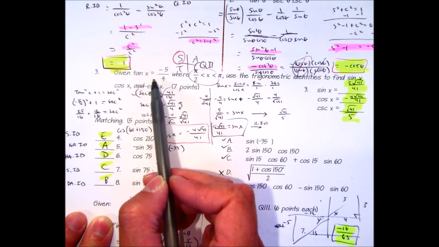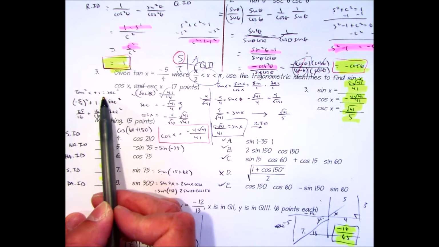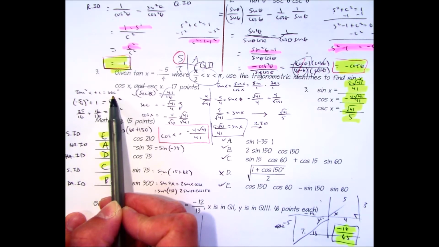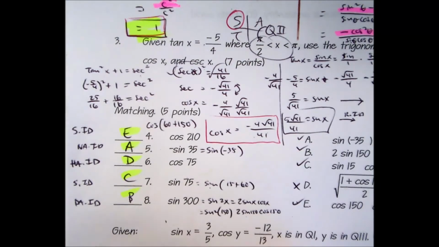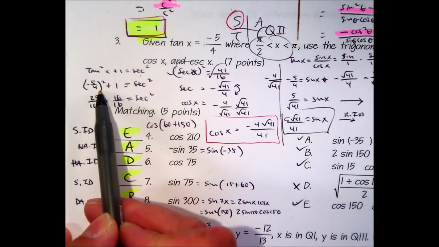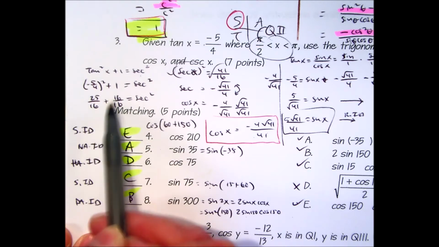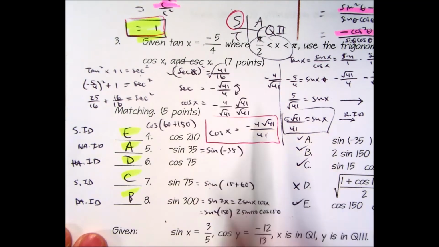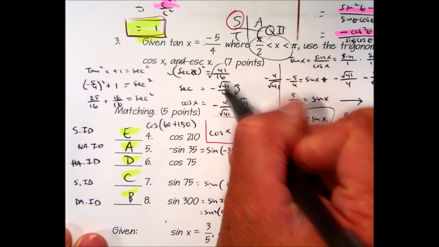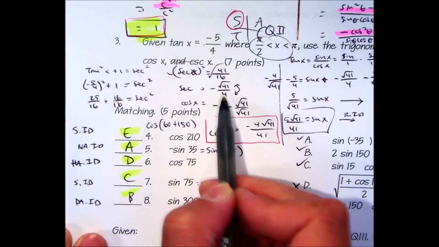But I recognize that my identity that I have is tangent squared x plus 1 equals secant squared x. This is my Pythagorean identity. Once I find secant, then I can find cosine. Substitute in negative 5/4, square it, you get 25 over 16. 1 becomes 16 over 16. Add the numerators, you get 41 over 16. Take the square root of both sides. I get square root of 41 over 4. Secant is equal to negative square root of 41 over 4.